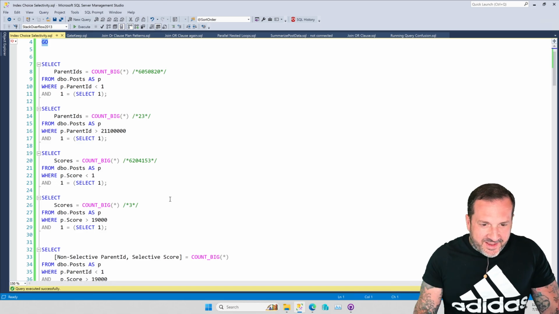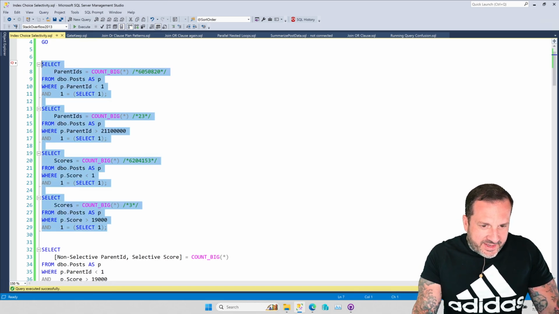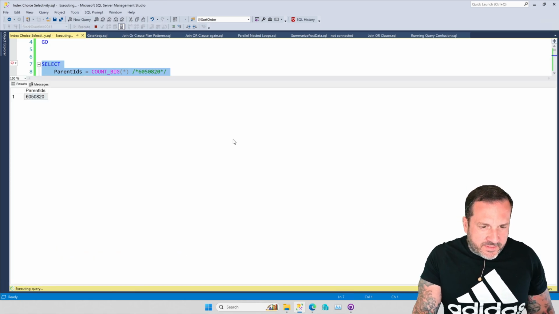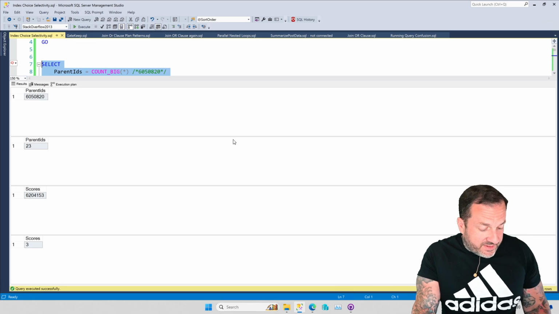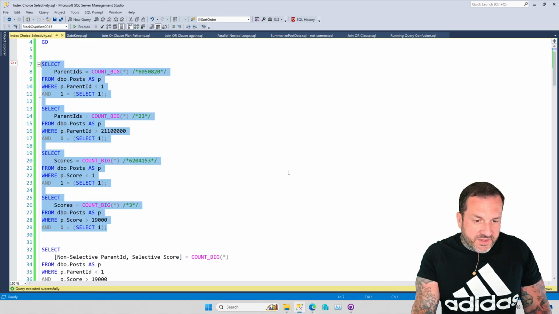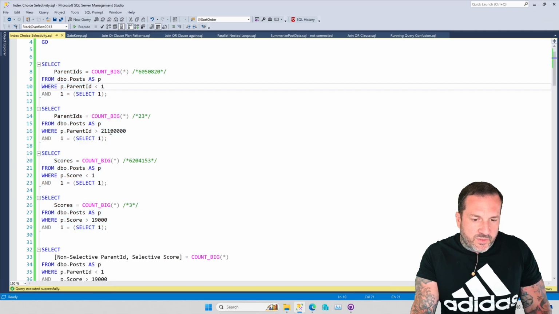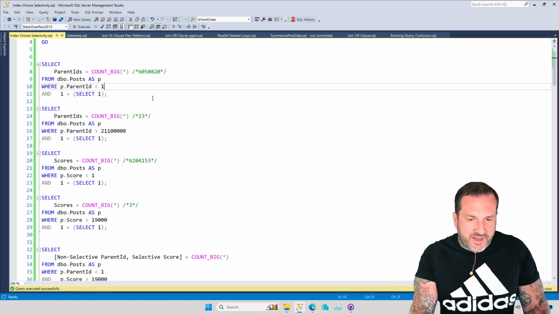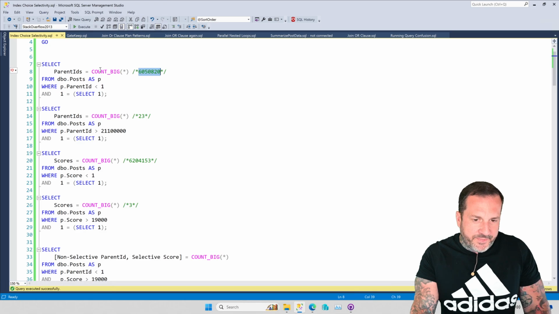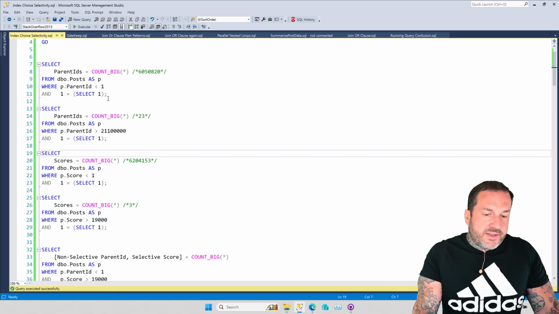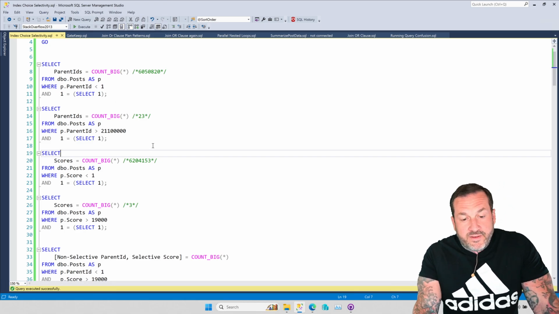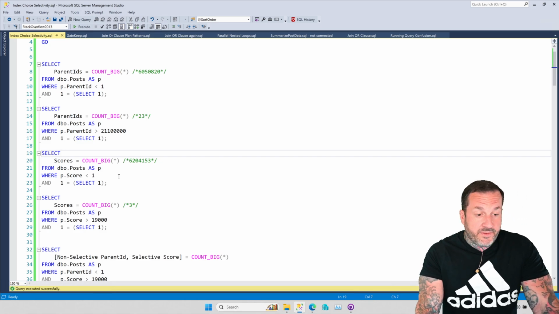Local factors and such. So what I want to show you is first that I have some varying selective and non-selective predicates on these two columns in the post table. So parent ID less than one, parent ID greater than that number, score less than one, and score greater than 19,000. And these give sort of similar counts, right? So about 6 million there, about 6.2 million there, 23 there, and 3 there. So some filters on parent ID are selective, and some filters on score are selective, others not so much.